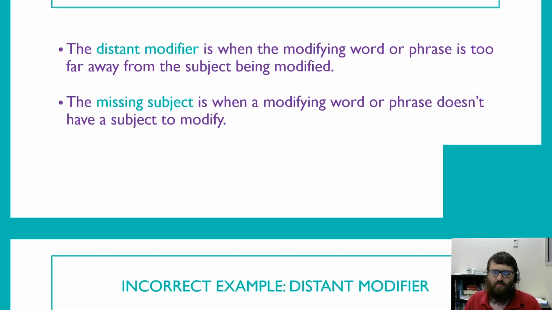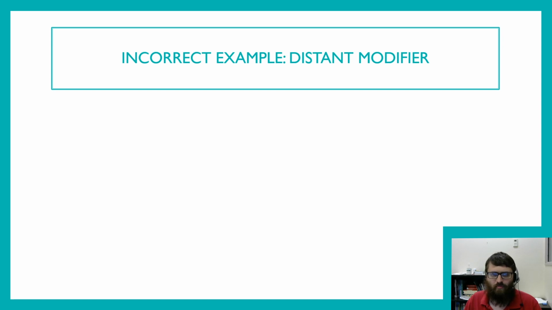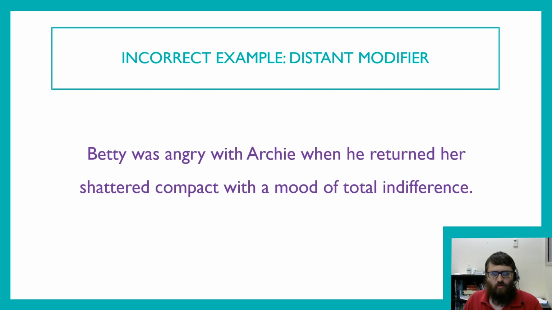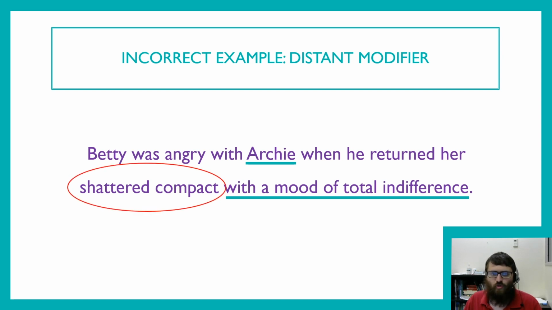Now we'll move on to some examples, starting with the distant modifier. Now an example here of a distant modifier was, Betty was angry with Archie when he returned her shattered compact with a mood of total indifference. Now what's the problem here? The distance between the subject Archie and the modifier phrase with a mood of total indifference is potentially confusing. It makes it sound like the shattered compact had the mood of total indifference instead of the subject that the writer intended to modify, Archie.